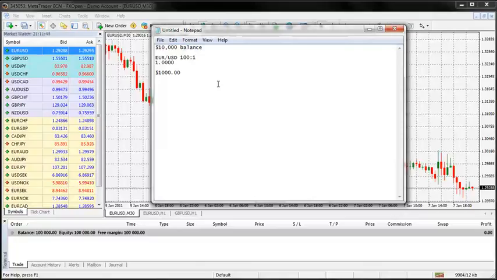My equity will be affected by the pip spread. Say the pip spread charged by the broker is 2 pips, and if I'm trading at one lot, that equals $10 per pip. So 2 times $10 equals $20, and that $20 needs to come off that 10 grand. That's now my equity.